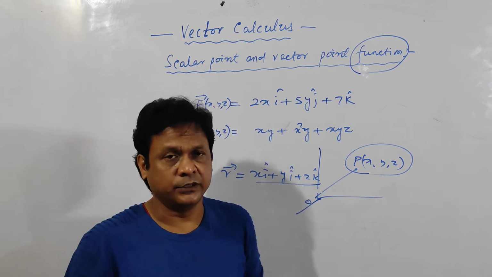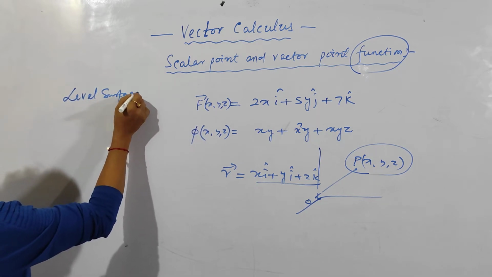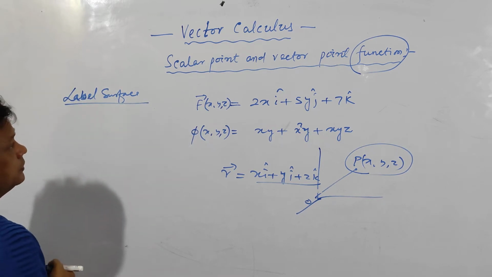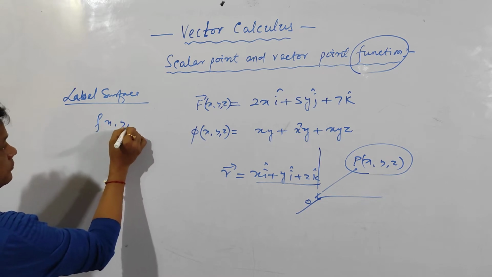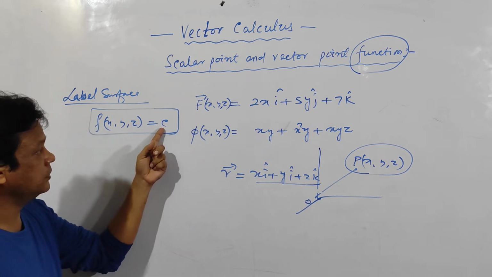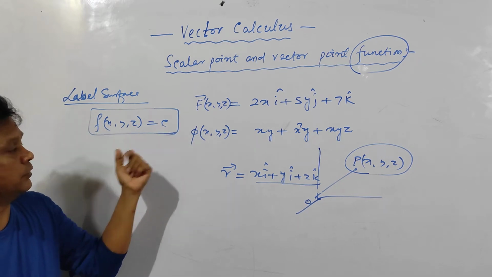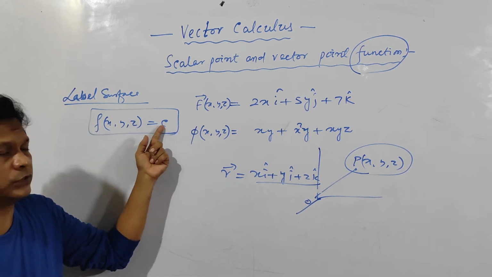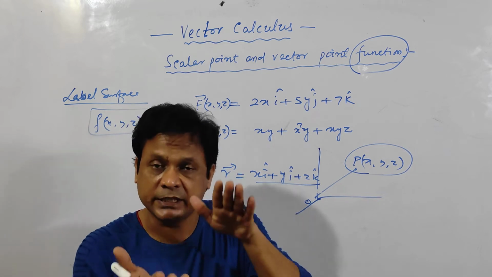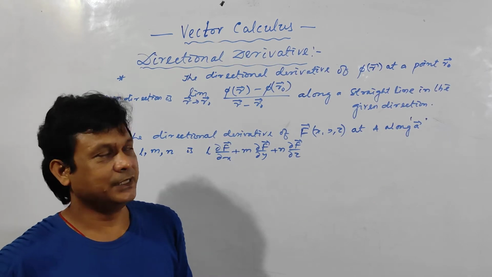Clear? Now see here, what is the meaning of level surface? Level surface. That means f of xyz is equal to c. This is a surface, and for different values of c, you will get different surfaces. That means this is a family of surfaces. If you put c is equal to 1, you will get another surface. If c is equal to 2, 3, 4, root 2, root 3, root 5, 0.1, 0.2, 0.3, you will get different surfaces. That means you will get a family of surfaces, and this family of surfaces is called level surfaces. Clear?